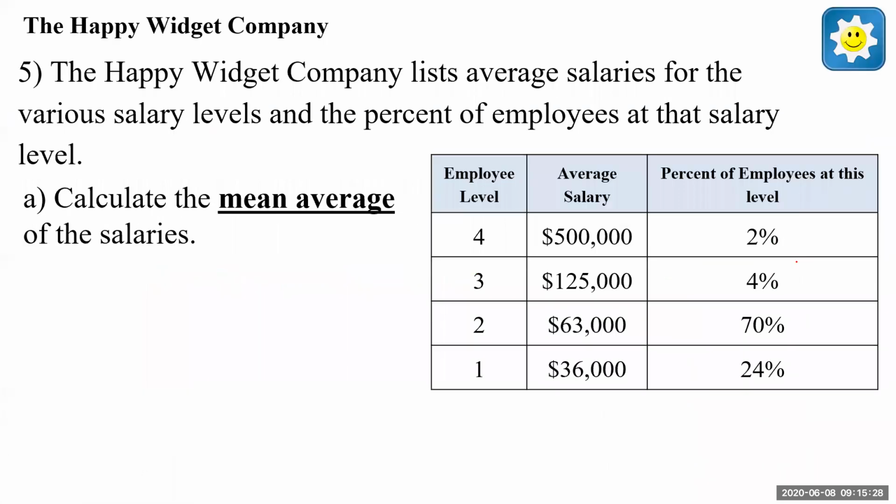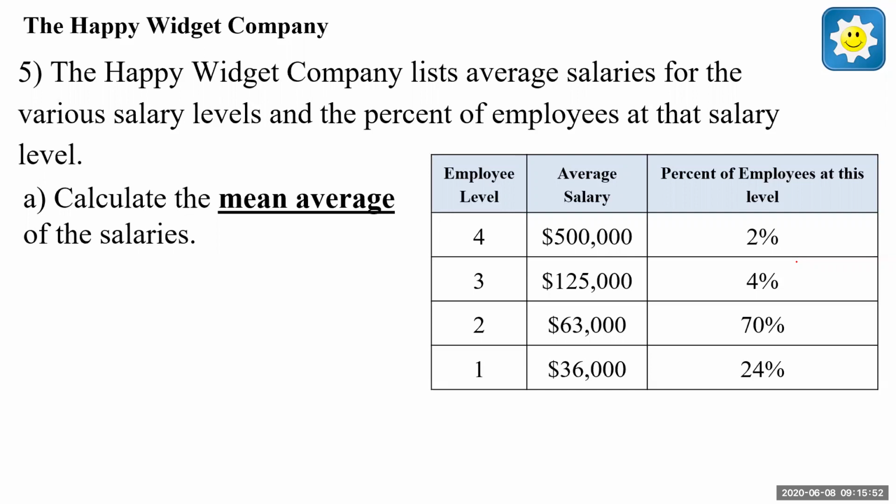Sweet. Number 5. The Happy Widget company lists average salaries for the various salary levels and the percent of employees at that salary level. Now, find the mean average of the salaries.